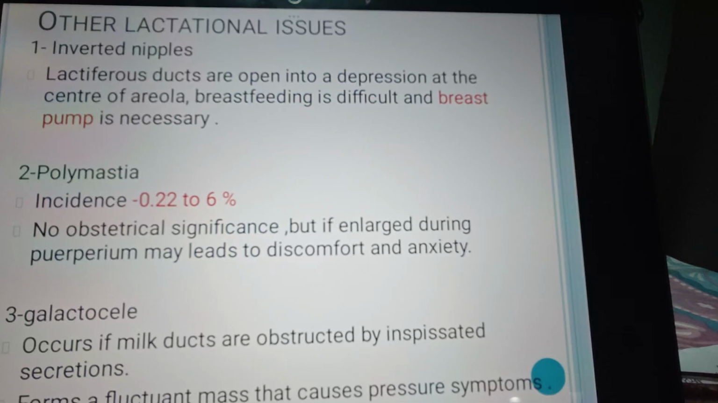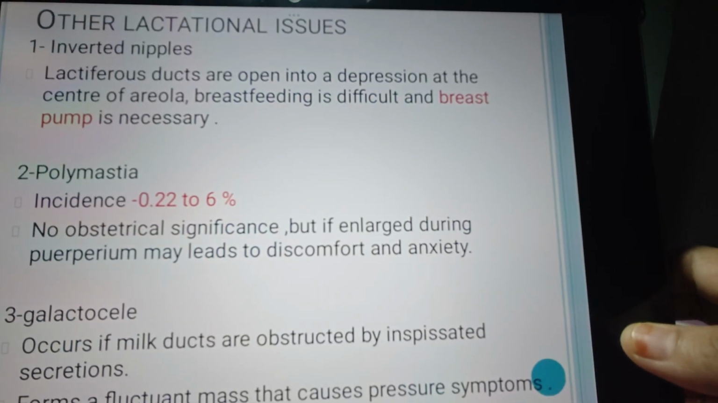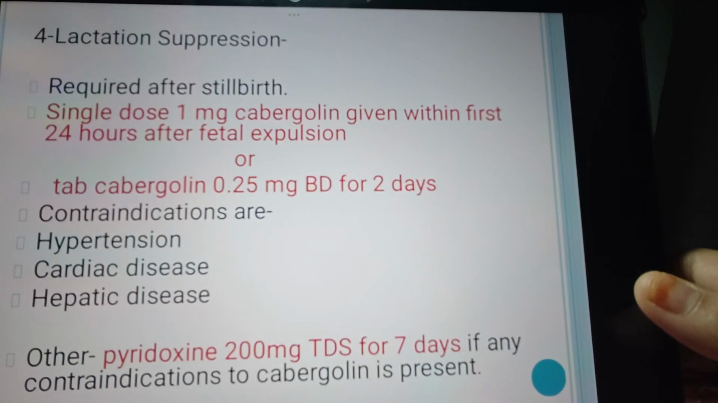Now what is galactocele? Galactocele occurs if the milk ducts are obstructed by inspissated secretions and forms a fluctuant mass that can cause pressure symptoms, and it may resolve spontaneously. And if infection occurs in the galactocele, then we have to aspirate, or we have to do drainage of the secretion.